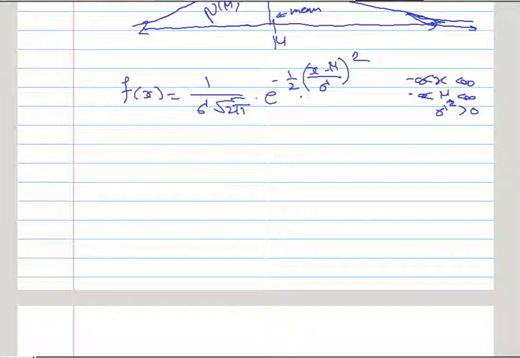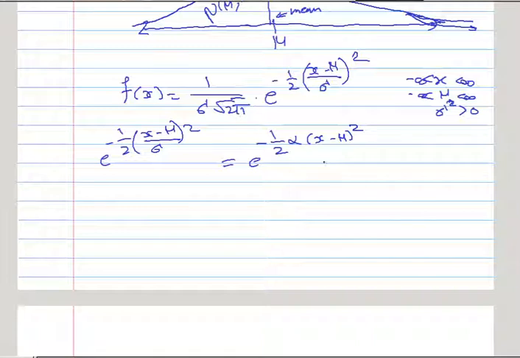So we will consider this particular thing, e raised to minus 1/2 (x minus mu upon sigma) whole square. How to tackle this particular quantity, that we will see first. Now this we can write as e raised to minus 1/2 alpha into (x minus mu) whole square, where alpha is nothing but 1 upon sigma square. And as we know, sigma square is a positive quantity, so 1 upon sigma square is going to be a positive quantity.